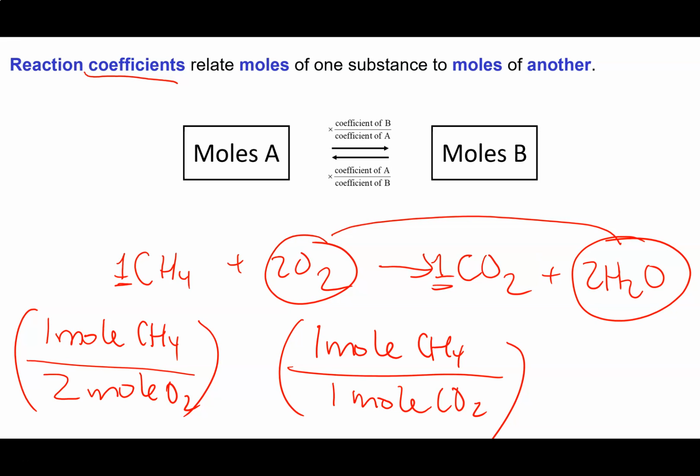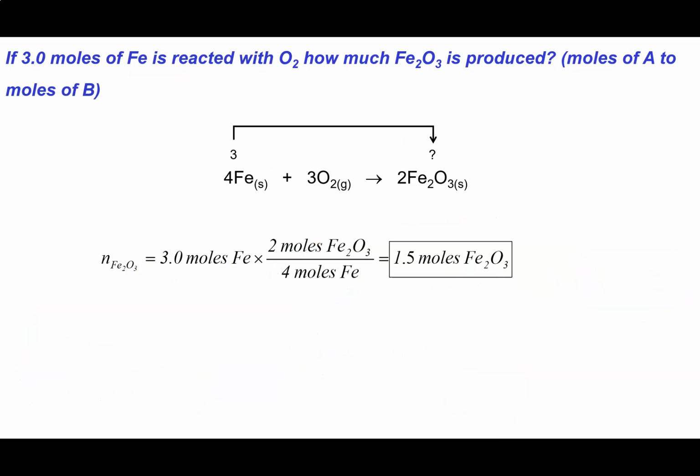The mole ratio that we're going to use is the coefficient of what we want divided by the coefficient of what we're given. So we always have what we're trying to eliminate on the bottom line and what we're trying to generate on the top line of our conversion factor.